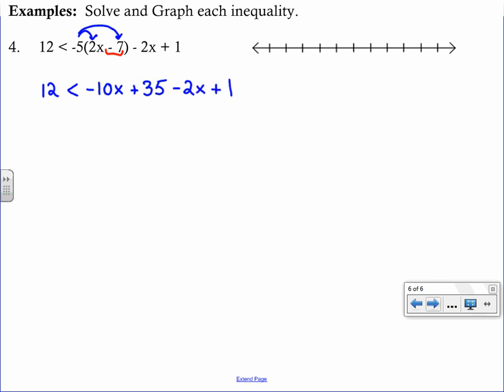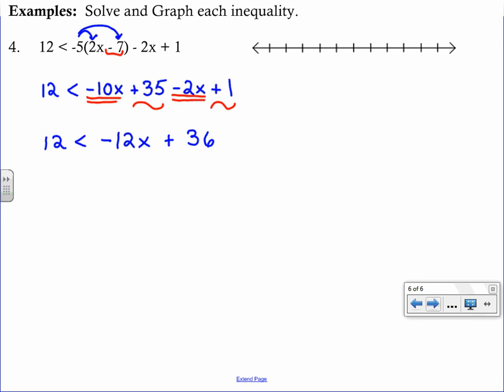And then looking at what's remaining, we are kind of moving on to step 2 here. We've got like terms that need to be combined because they're on the same side of the inequality. So we bring down the 12, we bring down the less than, negative 10x and negative 2x is negative 12x. But we also have some like terms here with our 35 and our 1. So I'm going to go ahead and put those together right away as well.